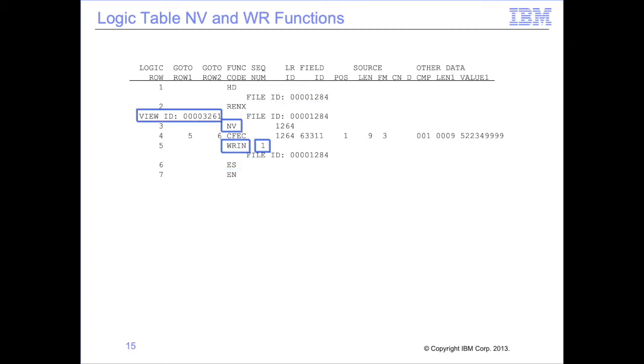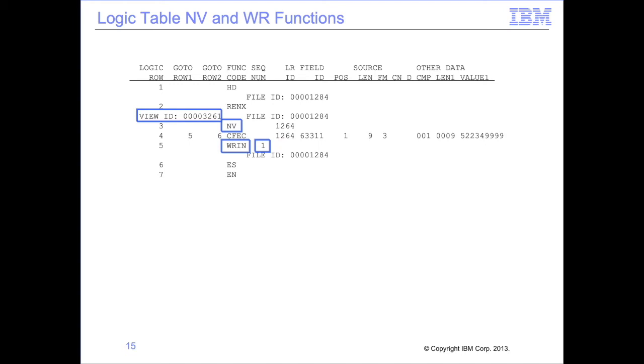Each view begins with an NV, or new view function. The NV function tests if the view has been disabled, for example, if an extract limit has been reached for the view. If so, all logic table functions for the view are skipped and the next view is processed. The NV is preceded by the view ID, in this case, view number 3261. Each NV is paired with a WR function of one type or another.